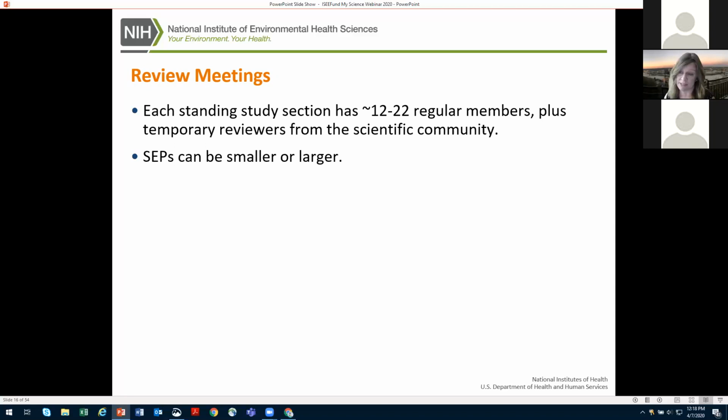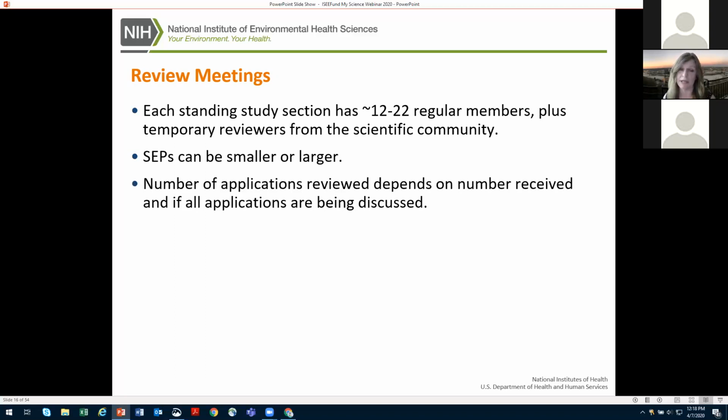Our special emphasis panels tend to be smaller if it's a small award, or larger if it's these big program projects. And we get a little bit more specialty in these SEPs. The number of applications reviewed depends on the number received. So they do about, on average, a 50% streamline. So you shouldn't feel bad if your application doesn't get reviewed, because some really meritorious applications are coming back in for re-review, because pay lines are very competitive right now at NIH. So just be persistent.